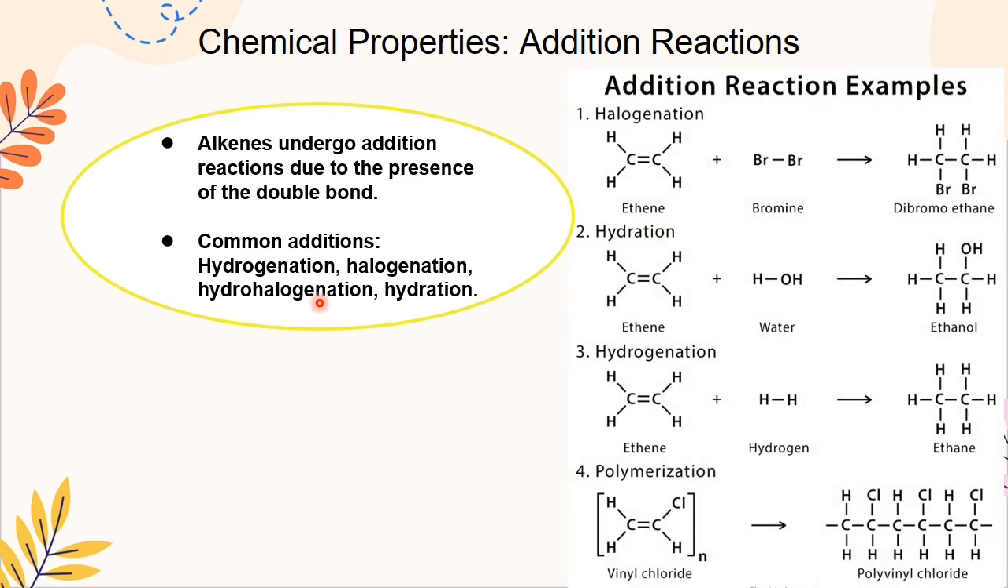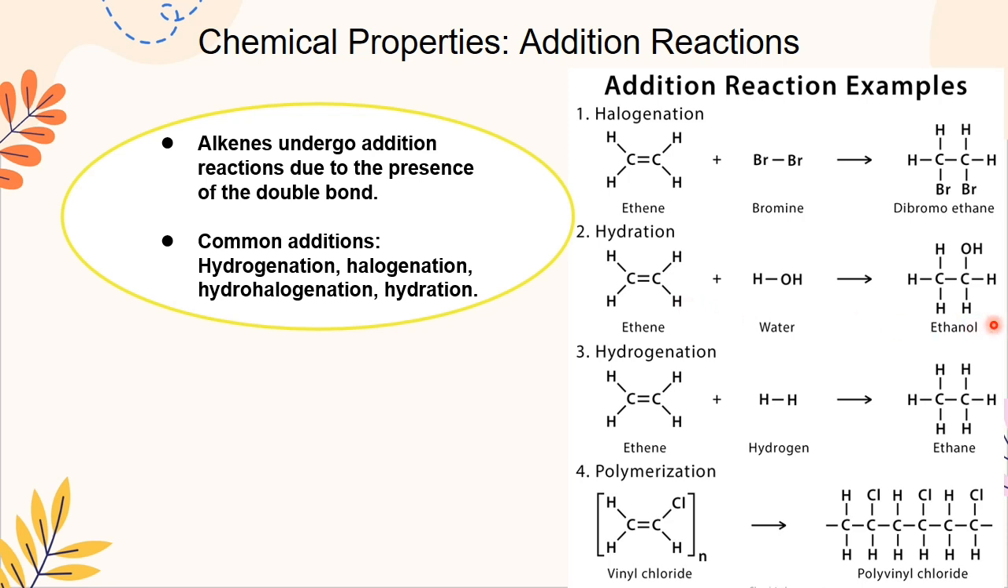Now take a look at this general structure for the addition reaction of alkenes. So this has to do with halogenation, and you can see that bromine is being added. Upon the addition of bromine, the double bond is being reduced to a single bond, so it becomes dibromoethane. Now for the hydration, that involves addition of a water molecule. So upon hydration, it forms ethanol.